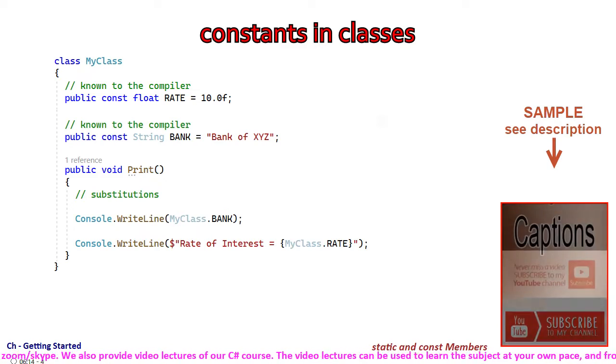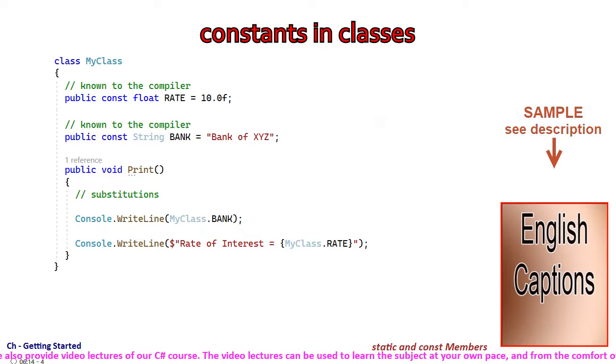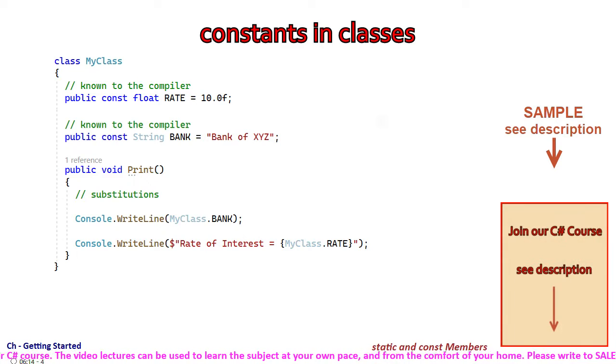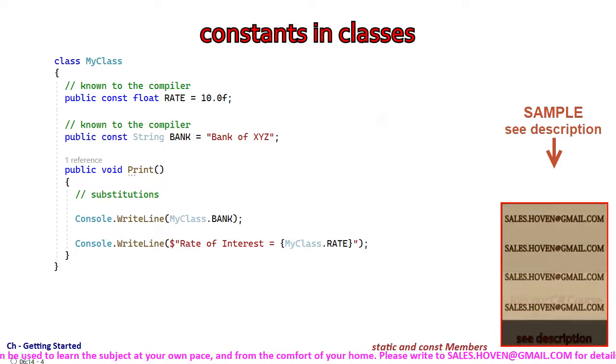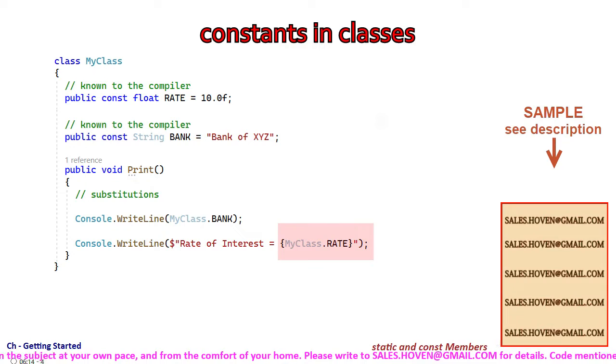And lastly, we have added a function called print to display the values. A constant is accessed in the same way as a static. It is accessed by using the name of the class. So we have accessed it as myClass.rate.